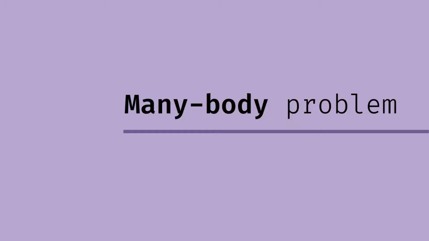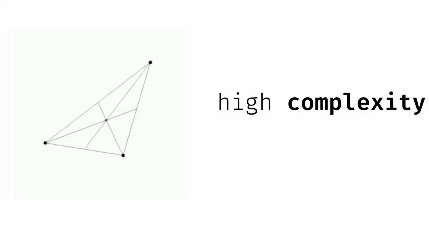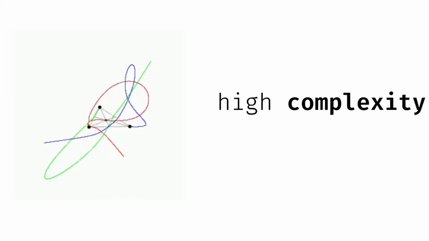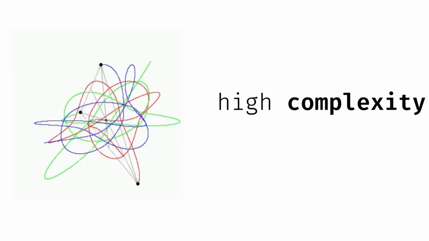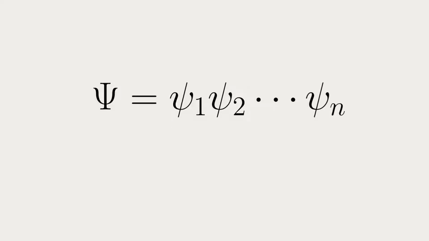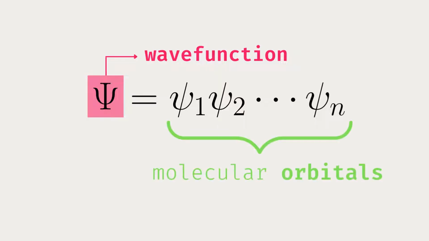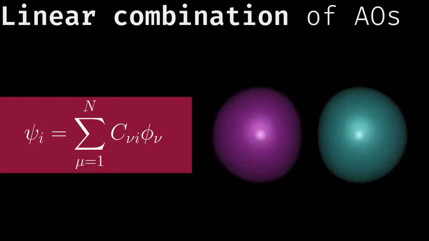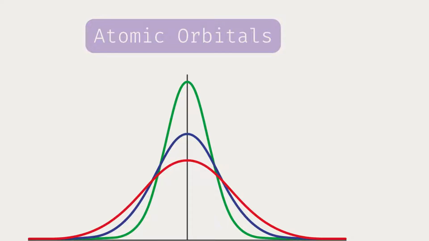Increasing the difficulty of the problem, we will consider the multi-electronic problem. The multi-electronic system is any system that has more than one electron. To solve it, it is necessary to use some approximations. One of them is that the wave function represents the product of molecular orbitals. Each molecular orbital is the linear combination of the atomic orbitals. The linear combination is weighted by contribution coefficients.